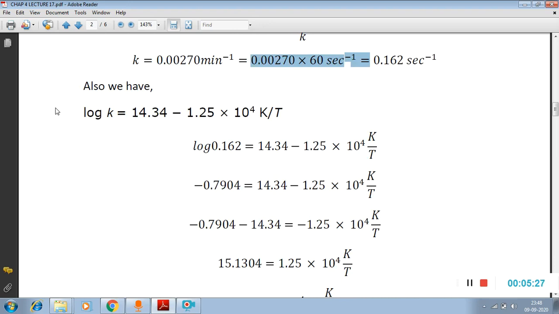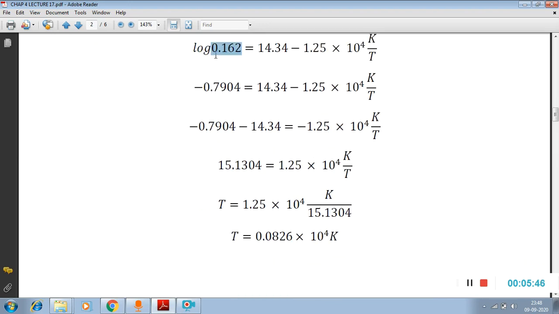Now put that K value in the given equation. So here instead of K I have written 0.162, 14.34 as such, 1.25 into 10 raised to 4 K by T as such. Now log of 0.162, that is minus 0.7904. So that value I have written.